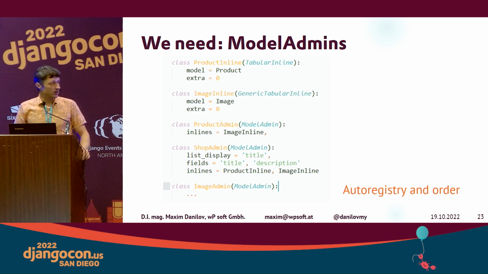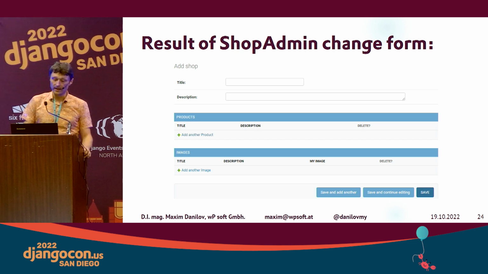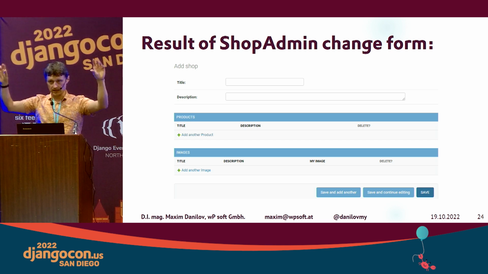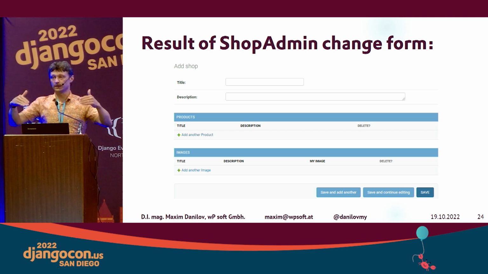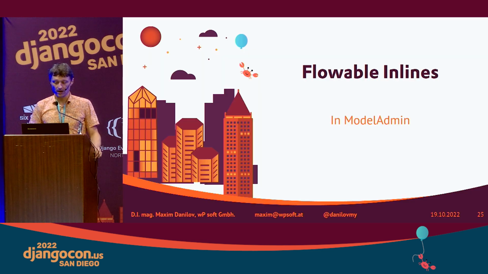You can already see here how auto registry works. I don't need to think about manually registering these model admins on the admin site. It works automatically. And if I start my project, it works as expected. We see the admin form first, and in second and third place the inlines. And after that, we go to the first problem: floatable inlines in model admin.